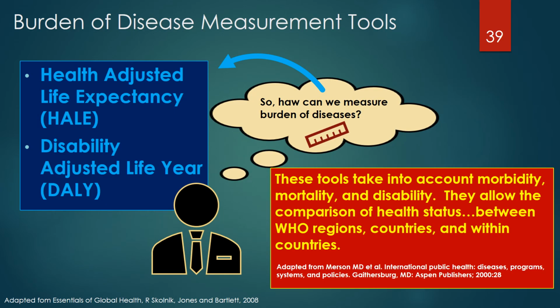There are 2 major tools used to measure global burden of disease: the Health Adjusted Life Expectancy, or HALE, and the Disability Adjusted Life Year, or DALY. These tools take into account morbidity, mortality, and disability. They allow the comparison of health status between WHO regions, countries, and within countries.